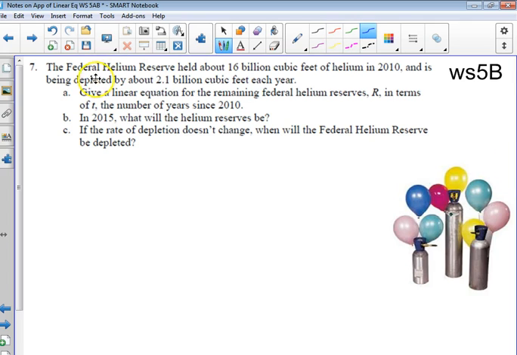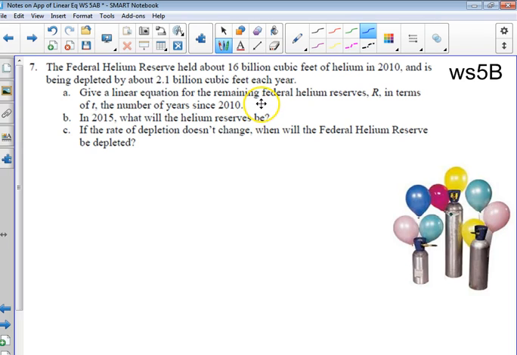Okay. This question goes really quickly. It says the Federal Helium Reserve held about 16 billion cubic feet of helium in 2010 and is being depleted by about 2.1 billion cubic feet each year. Give a linear equation for the remaining federal helium reserves in terms of number of years since 2010.